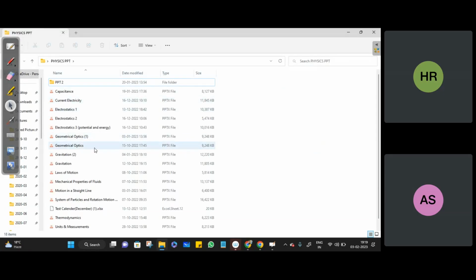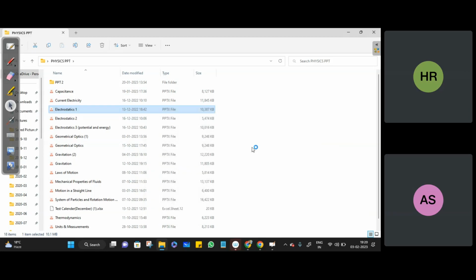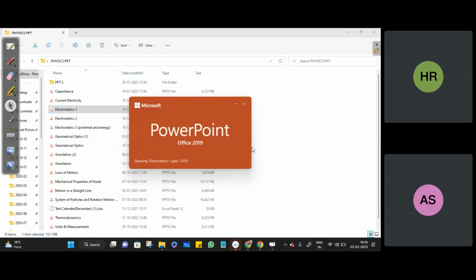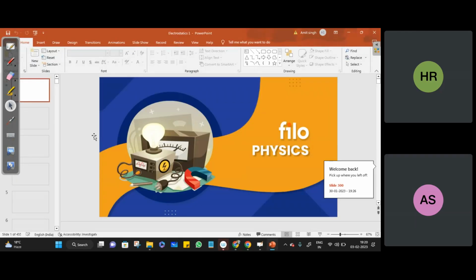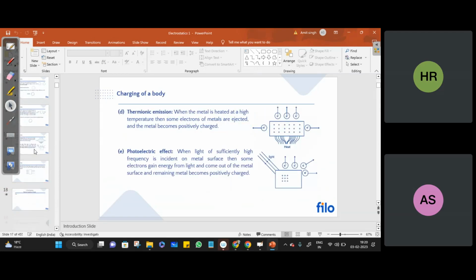Electric field intensity. Okay, so electric field intensity, basic problems we were doing. Okay, let's go ahead and try something else now.